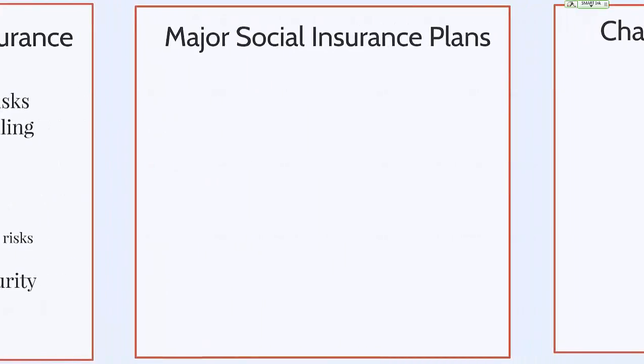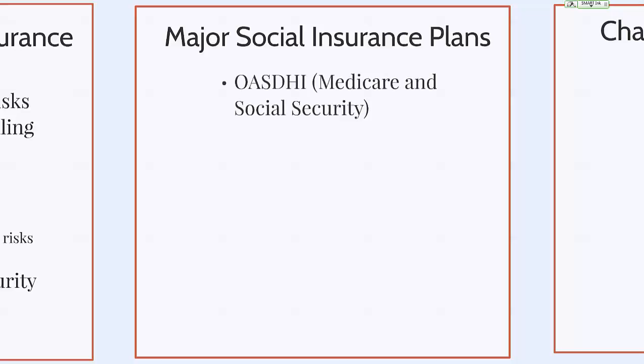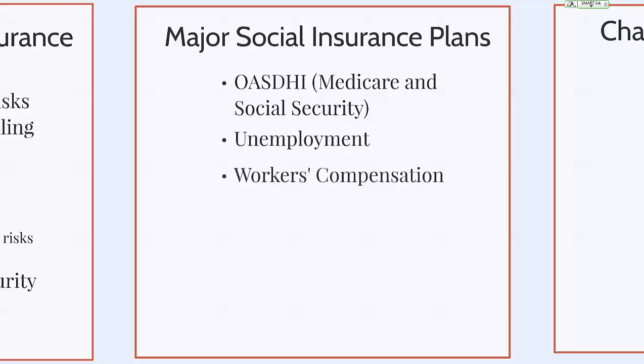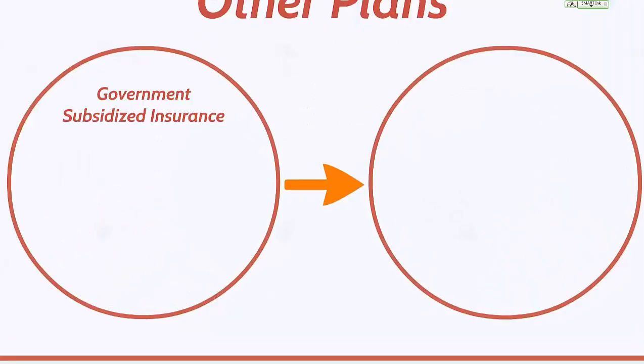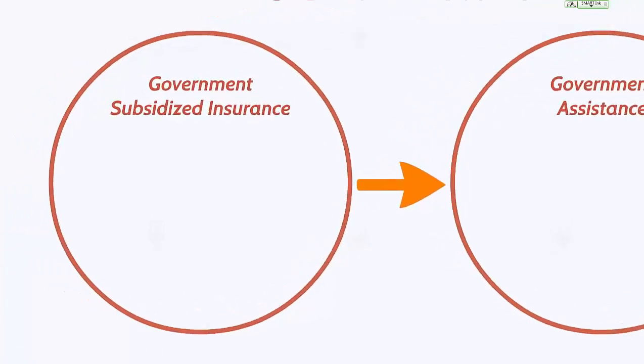Now let's look at major social insurance plans. First, OASDHI, which you probably know as Medicare and Social Security, then unemployment insurance, and workers' compensation. There are some other plans which aren't technically social insurance plans, but there is significant government involvement in these plans. We'll look first at government-subsidized insurance and then government assistance.